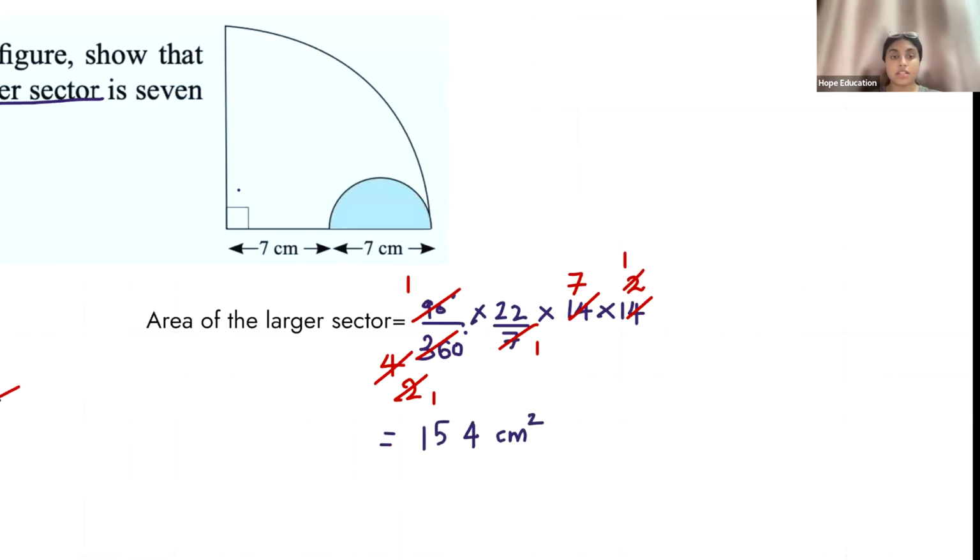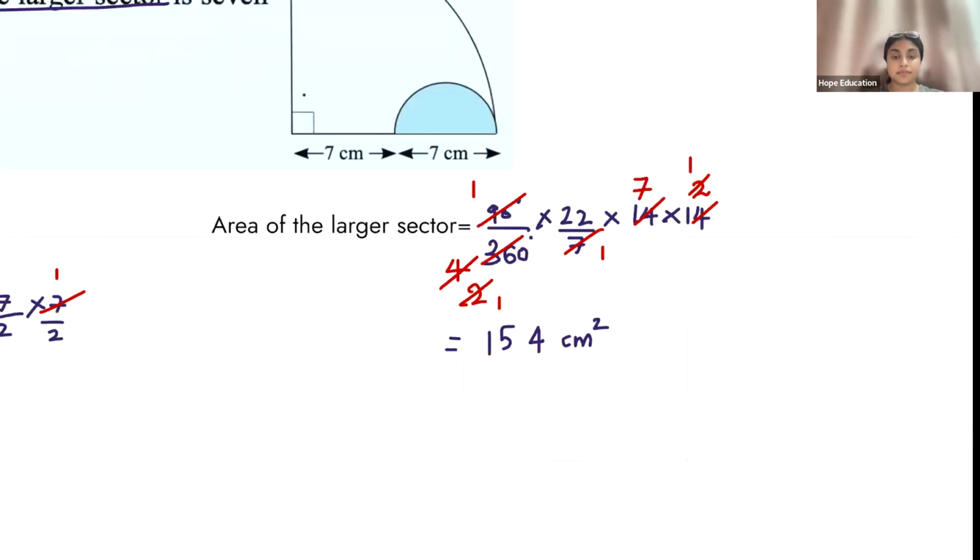So for the area of the unshaded part, I have to take the area of the larger sector, which is 154 square centimeters. From that, I have to subtract the area of the small one.